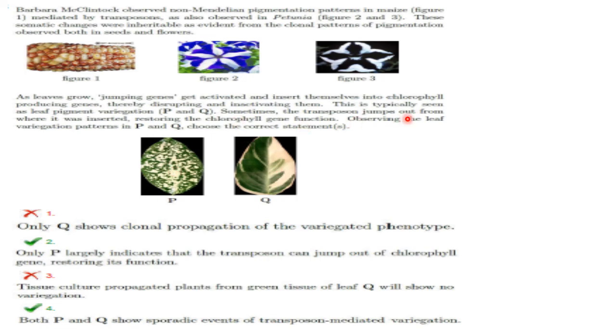Sometimes the transposon jumps out from where it was inserted, restoring the chlorophyll gene function. So the transposon will also jump out from where it was inserted in the chlorophyll producing gene, thereby restoring the chlorophyll gene function. Observing the leaf variegation patterns in P and Q, choose the correct statements. Only Q shows clonal propagation of the variegated phenotype.